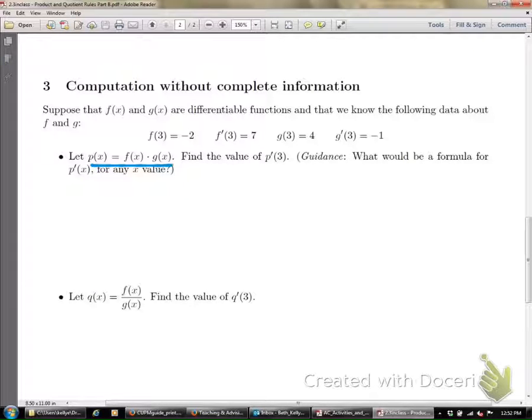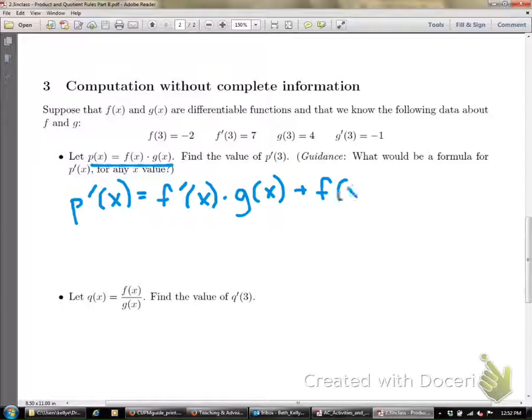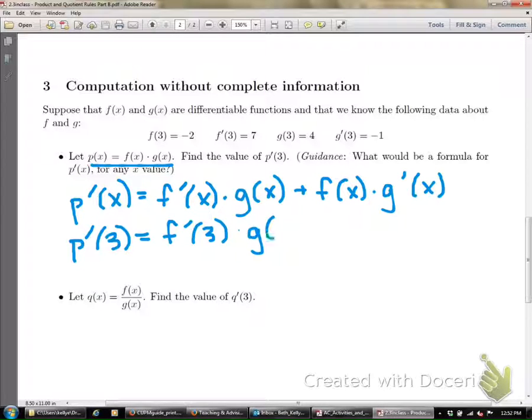All right, I have this formula right here. So p prime of x is f prime of x times g of x plus f of x times g prime of x. Well, actually, this is great because I'm looking for p prime of 3, and that is f prime of 3 times g of 3 plus f of 3 times g prime of 3. And I know all of those values. They're up here.